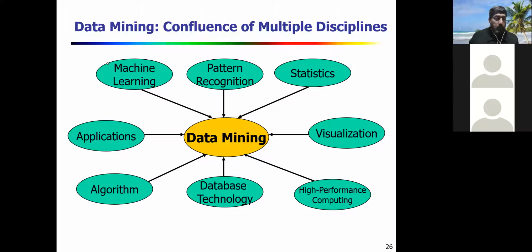So I think you're all familiar with this slide. Data mining is a confluence of various disciplines. Machine learning, of course, is one of them. Statistics, probability, high performance computing, visualization, maybe as well if you want to take visualization as a field, and databases. So all of these contribute to data mining.